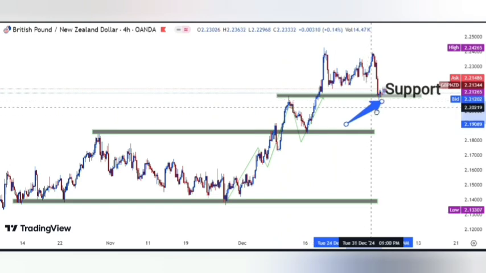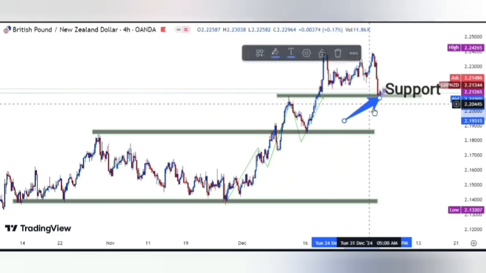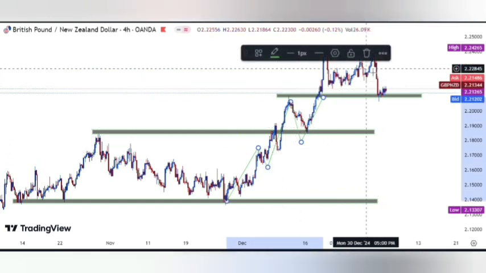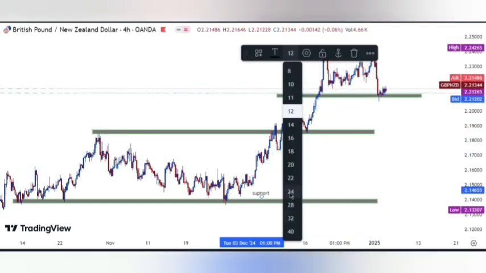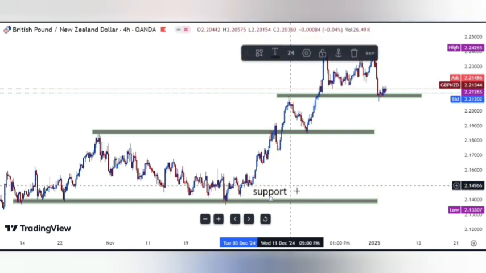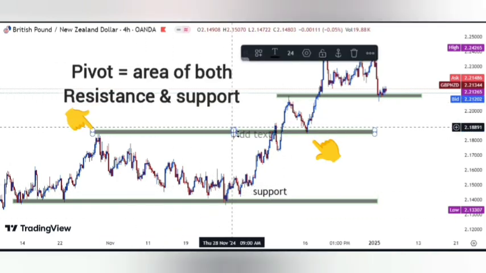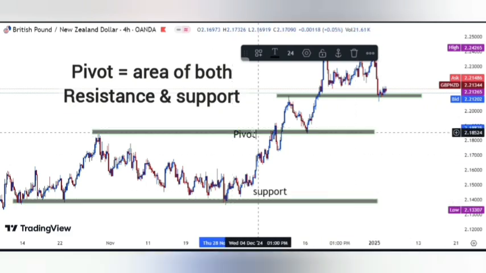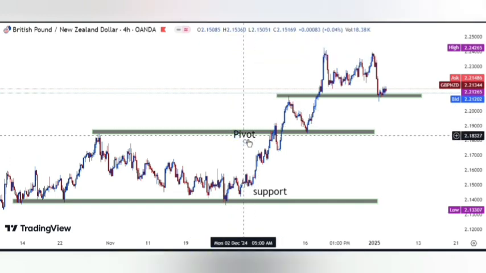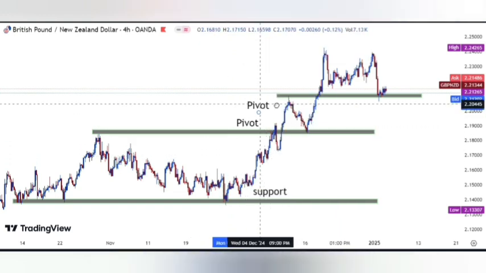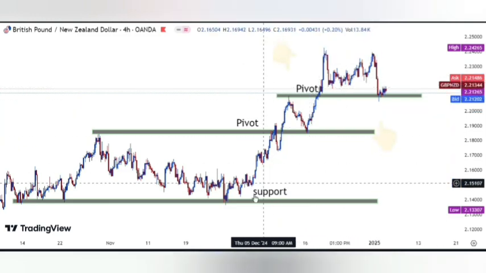This is a 4-hour time frame. So now after drawing these areas of value, after marking out these areas of value, this would be our support and this is our pivot area. A pivot is where you have both resistance and support. Okay, that would be our pivot area. That would be our pivot, and this is also a pivot area. Okay, why? Because we have both resistance and support.